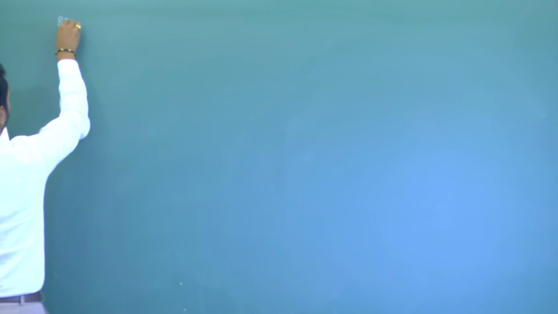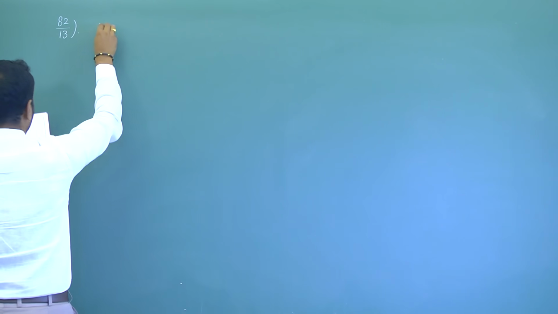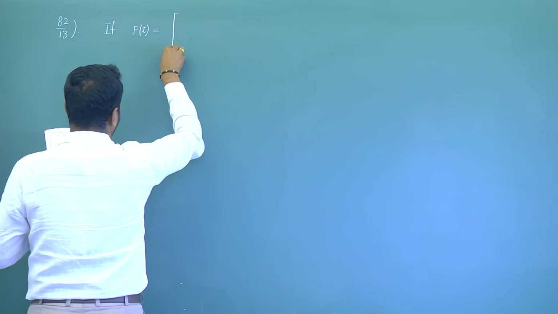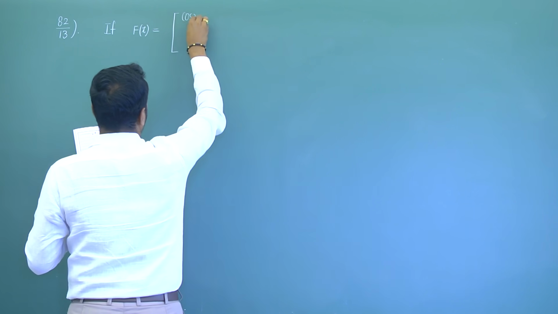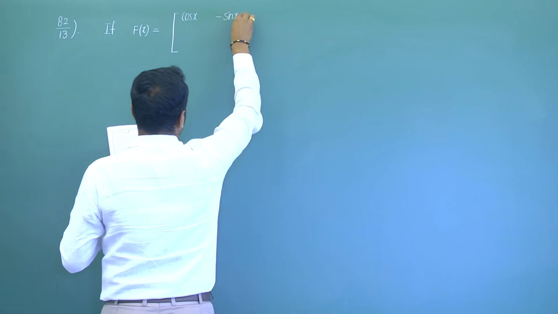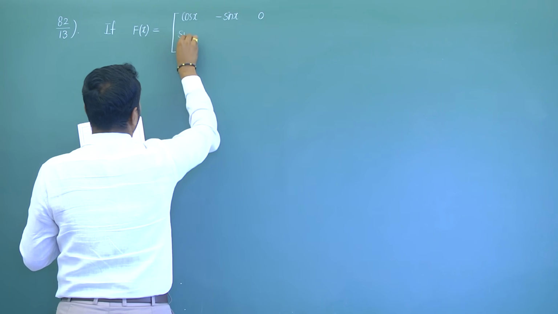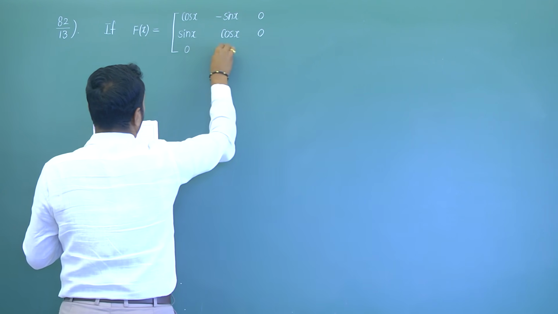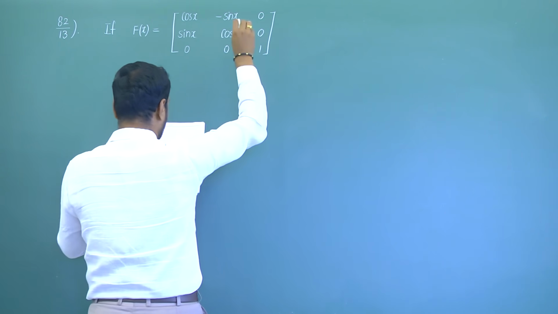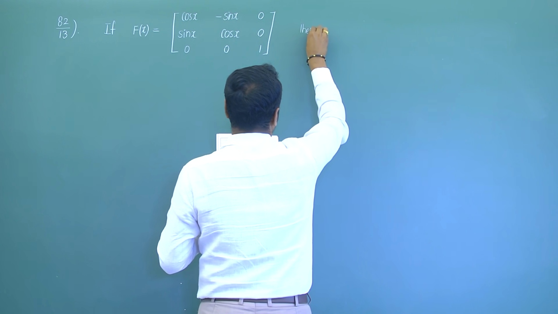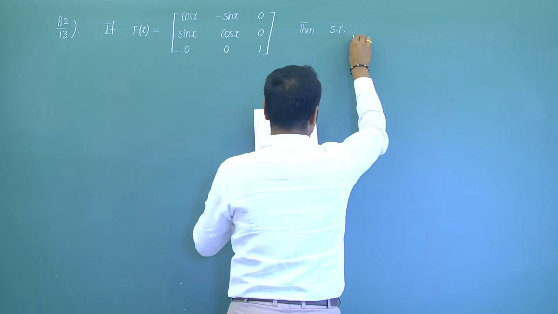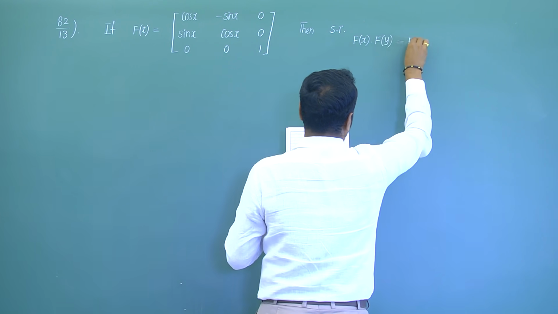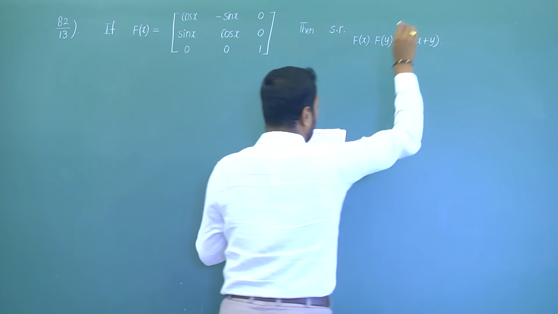Next question, page 82, 13th question. If f of x equals the 3 cross 3 matrix, first row elements cos x, minus sin x, 0, sin x, cos x, 0, 0, 0, 1, then show that f of x into f of y equals f of x plus y. We need to show this.